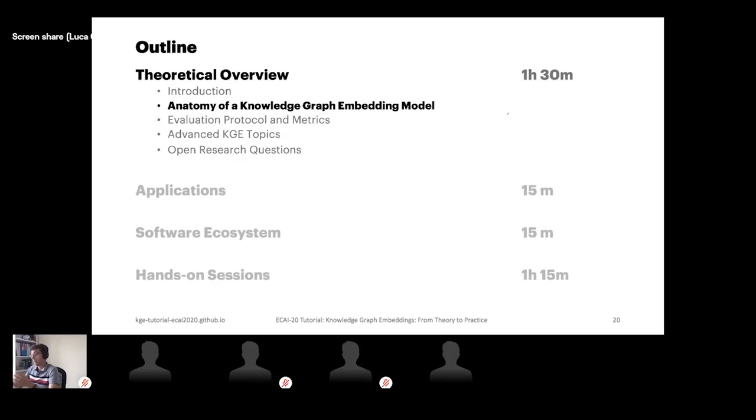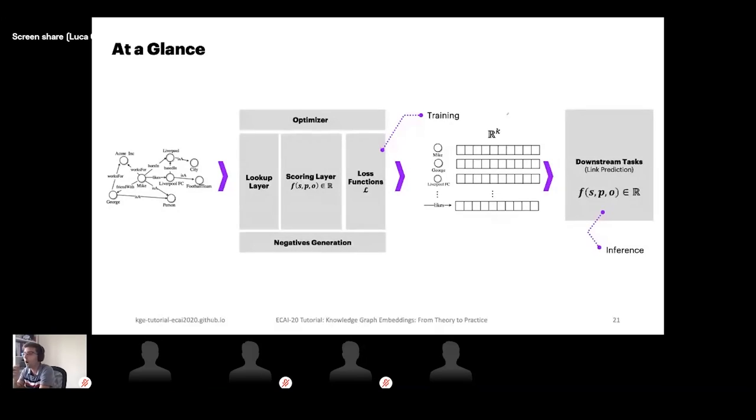So this is why I will now go into a bit of extra detail on the anatomy of our knowledge graph embedding model. We will dissect together a KGE model, and we'll see how its components interact and work together. Now, what you see on the screen here is a block diagram that describes a generic knowledge graph embedding model. On the left-hand side, we have a training knowledge graph, which is obviously way, way bigger than this toy example. Then we have the architecture of the model, which is made up of a couple of layers.